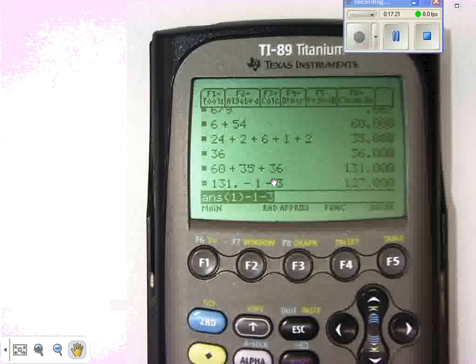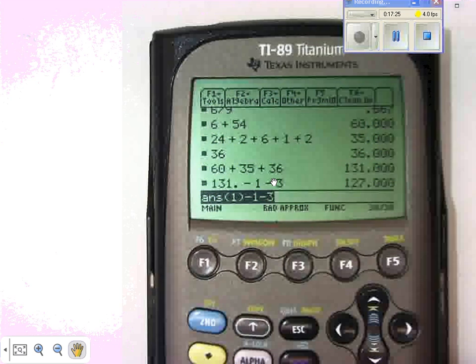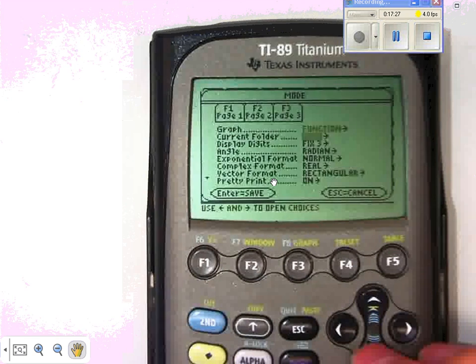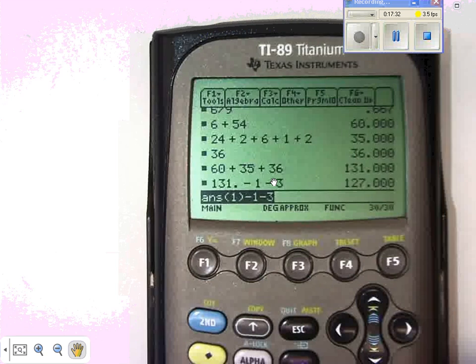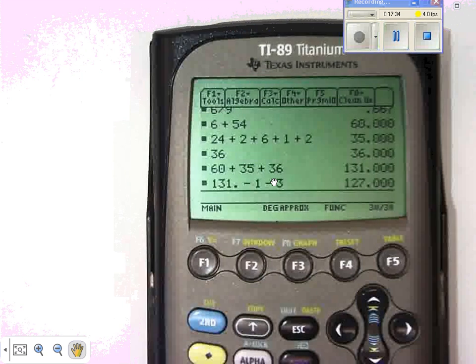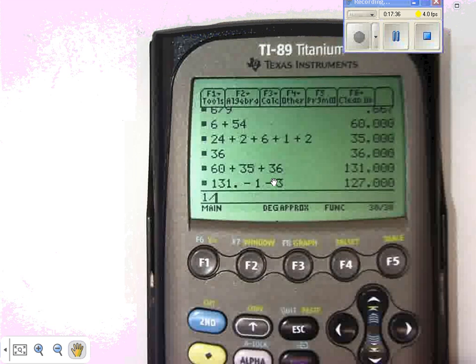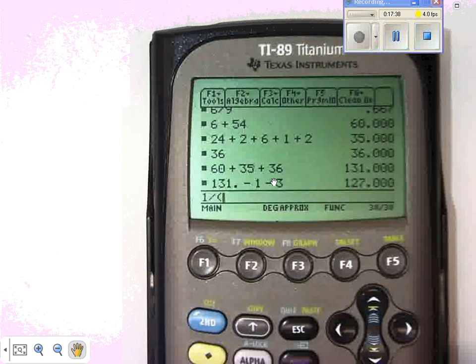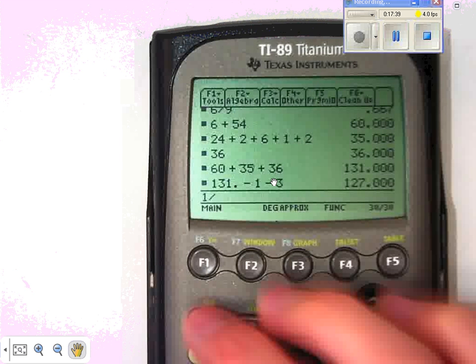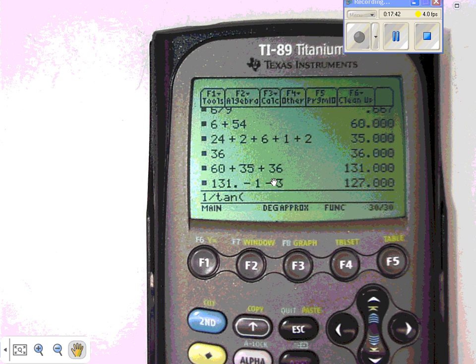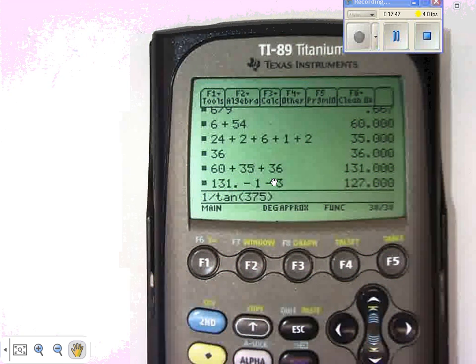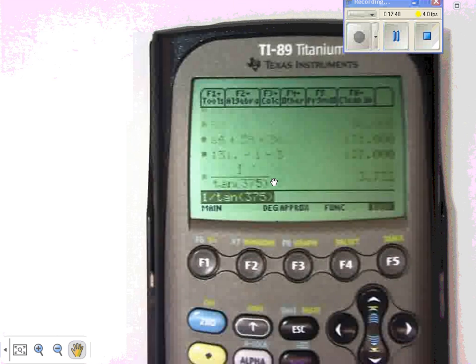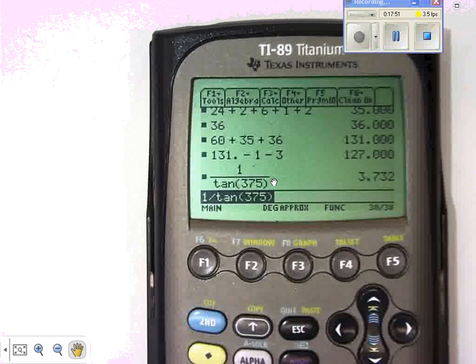All right, first of all, the cotangent of 375 degrees. I want to make sure I'm in degrees, and I want to go cotangent. So I'm going to go 1 divided by, and put this in parentheses here, the tangent of 375. Just like that. 1 divided by the tangent of 375, 3.732.